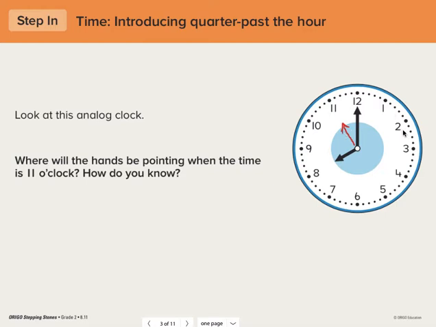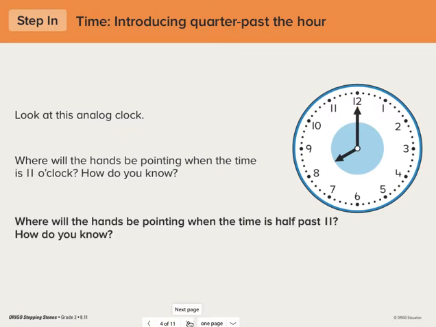Which one of these numbers do we use to mean o'clock? The 12. So the minute hand would be pointing the same place it is. So what did this clock time say before? It said 8 o'clock. And now I've drawn to make it say 11 o'clock.